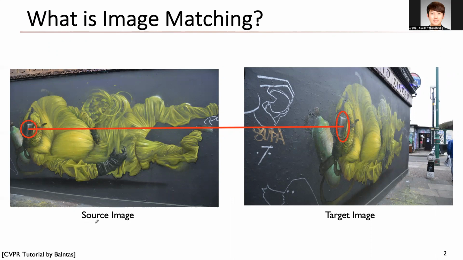For example, let's suppose that we have a source image and a target image taken under different viewpoints, given the same scene. What I want to do is to estimate where is the same point between the source and target image, like this. So, for example, this is the hand here, and we have to find the correspondence here because they are semantically or visually similar regions, right? So this is the image matching.